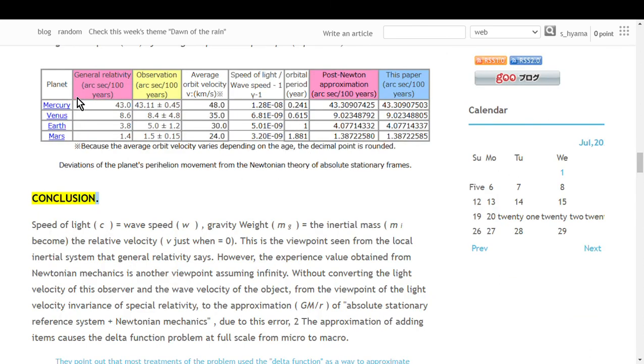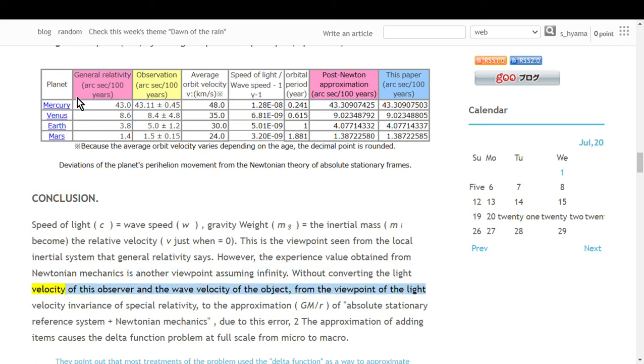Conclusion. Speed of light, c, equals wave speed, w, and gravity weight, mg, equals the inertial mass, mi, just when the relative velocity, v, equals 0. This is the viewpoint seen from the local inertial system that general relativity describes. However, the experience value obtained from Newtonian mechanics is another viewpoint assuming infinity.